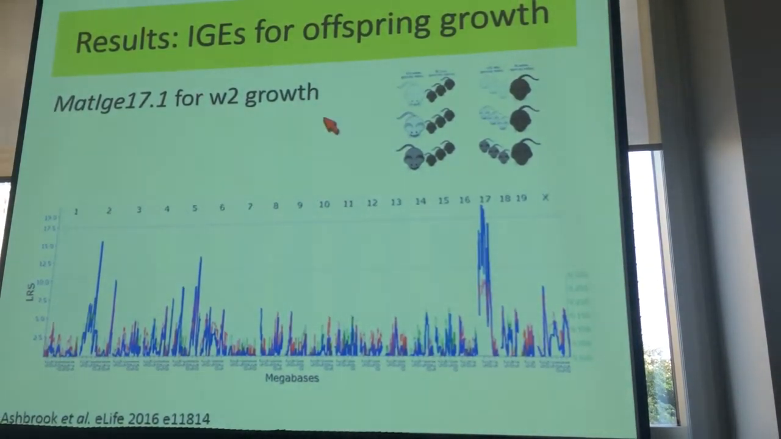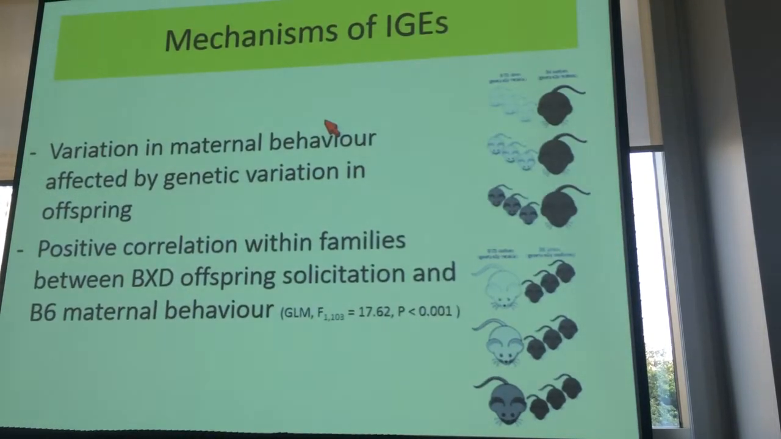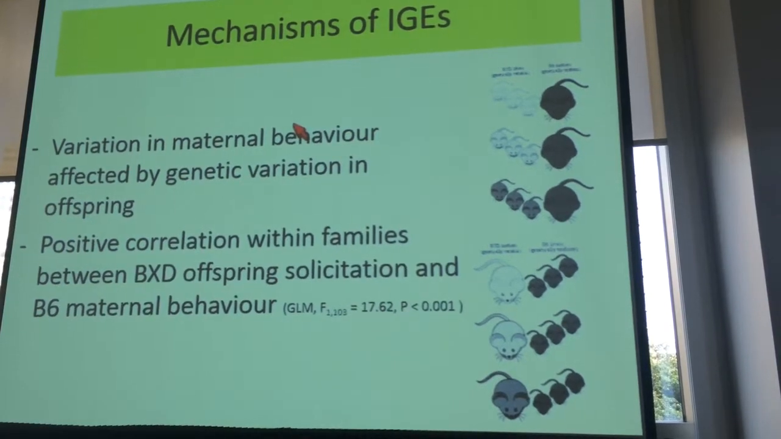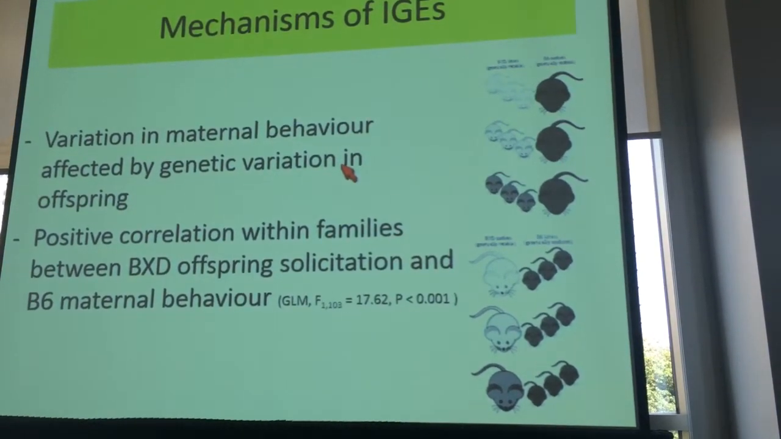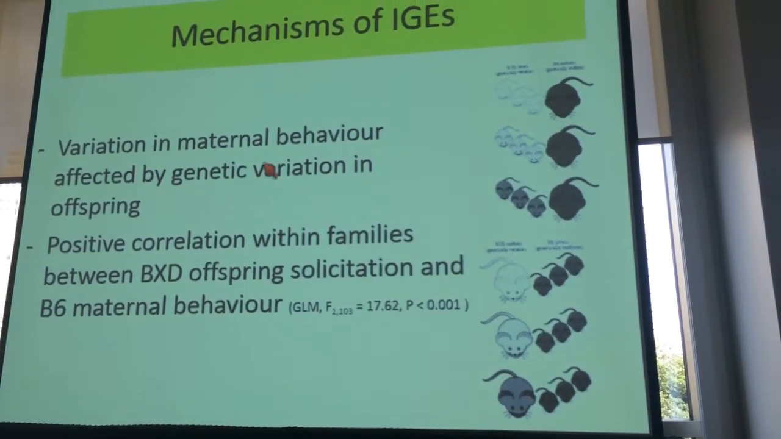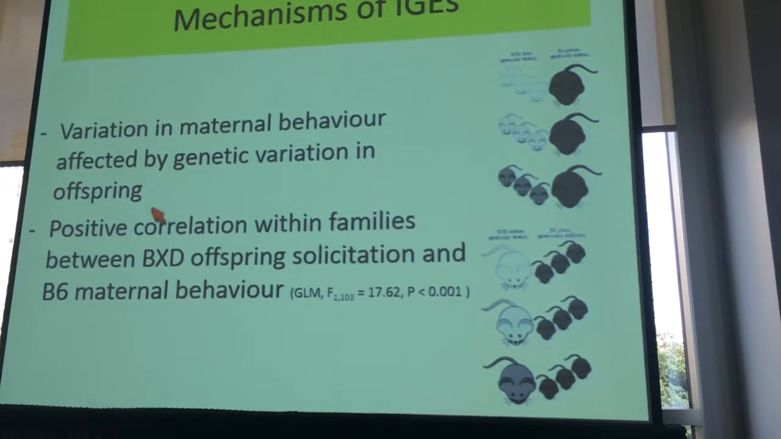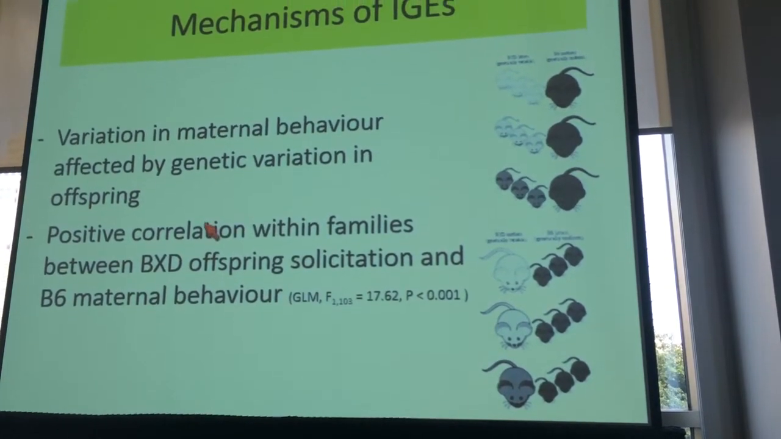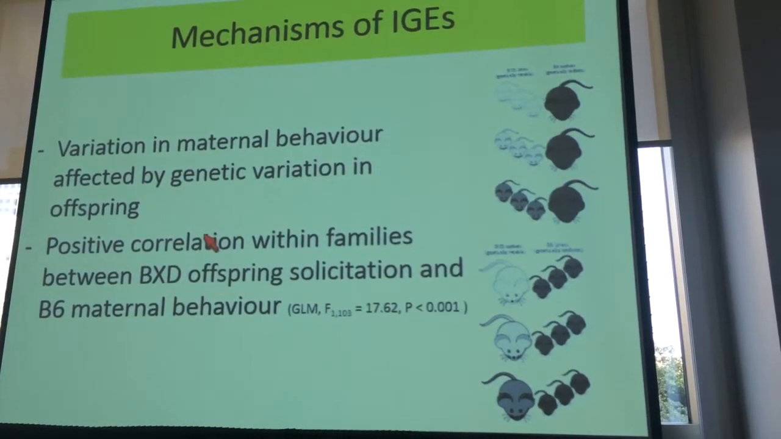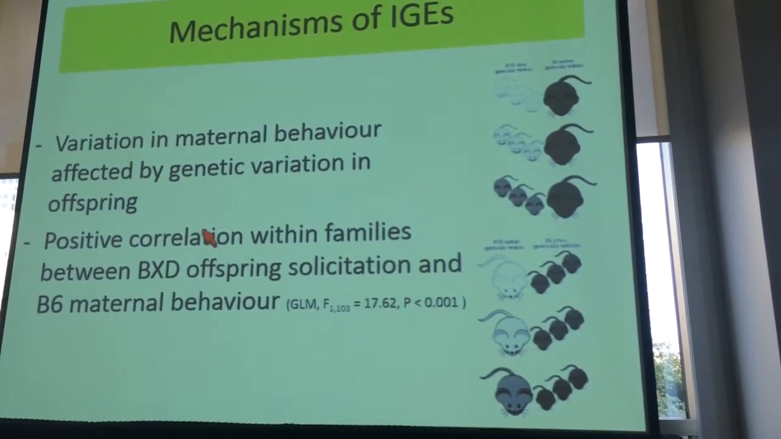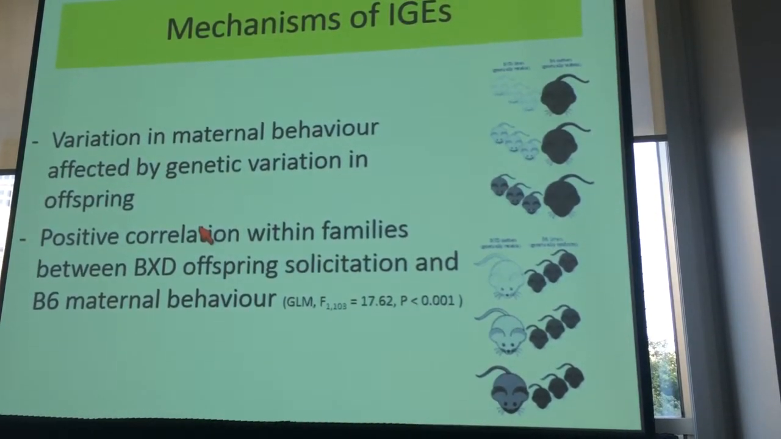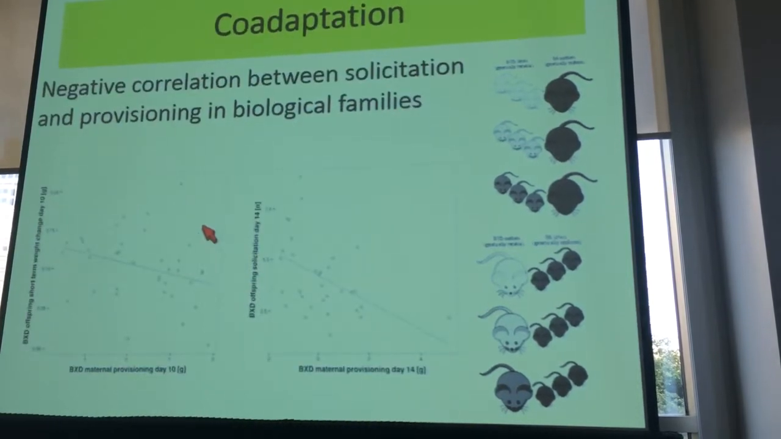Okay, so now that we've established that variation in maternal behavior is affected by genetic variation, we can look at, well, how does it actually work? And so then we're looking at solicitation behavior, that is how offspring demand resources and how responsive their mothers are. And we find in these adoptive families there's a positive correlation between solicitation and maternal behavior. So the more offspring demand, the more their adoptive mothers are willing to give, so to speak. Okay, so that's interesting for starters.